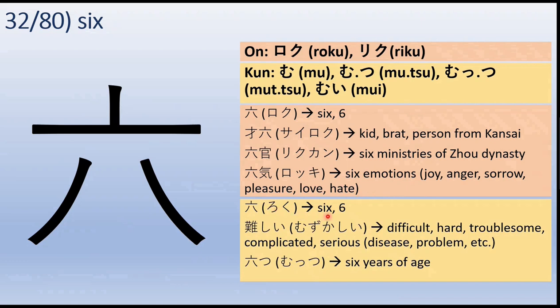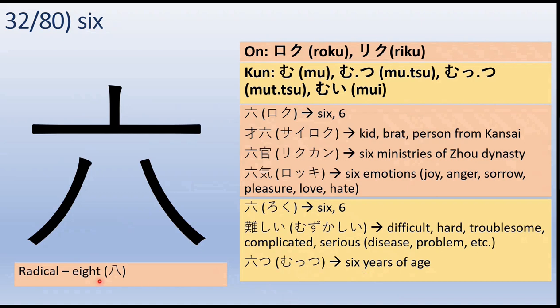Then we have Muzukashi. Muzukashi means difficult, hard, troublesome, complicated, serious, that is disease, problems, etc. So something serious in nature. And we have Mutsu, which is 6 years of age. When we add su after a numeral, it means it's the counter for age. We shall look at it in detail when we do the chapter on counters. For the time being, Mutsu is 6 years of age.